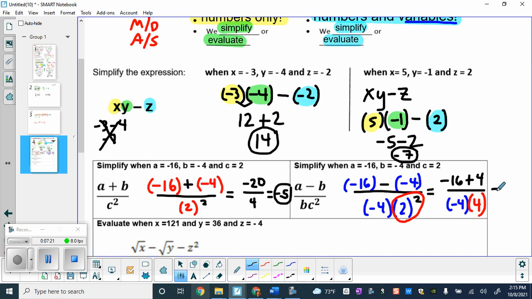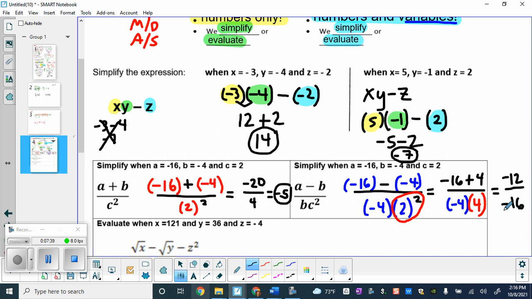All right, so then back to the numerator. This right here, since I have different signs, I'm going to subtract and keep the sign of the bigger number. So 16, so it's negative. And then a negative times a positive here. This negative 4 times 4 is a negative 16.